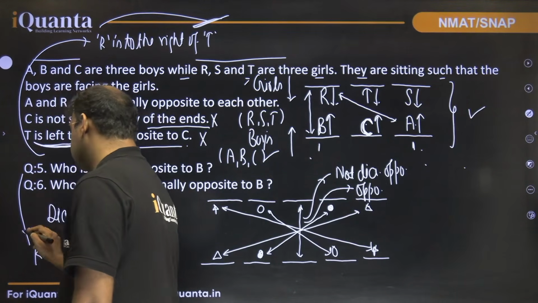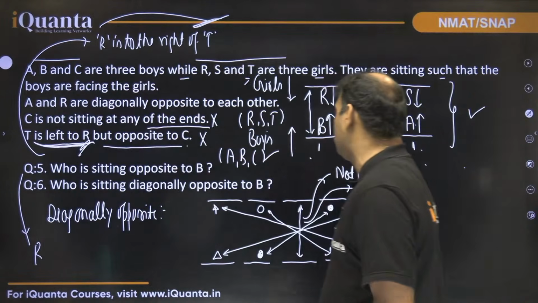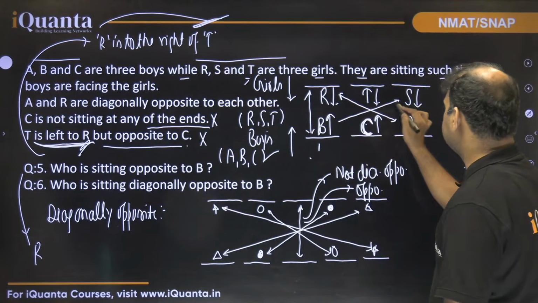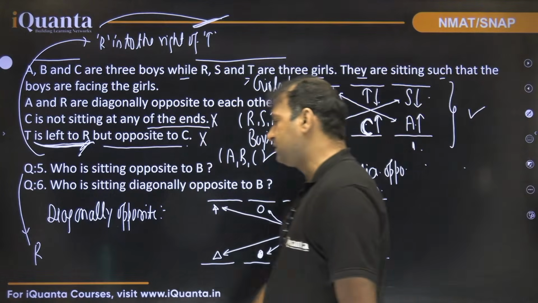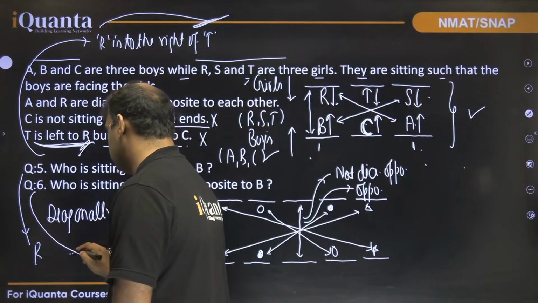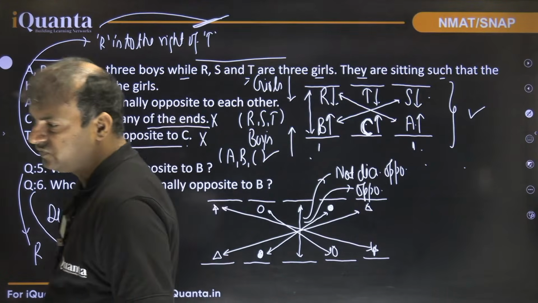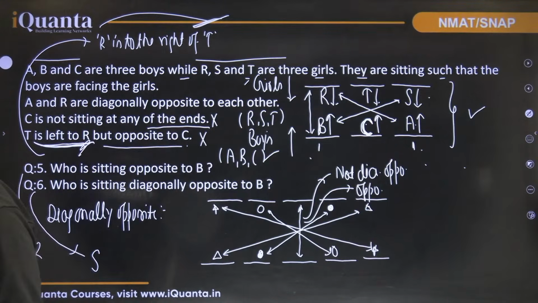Next question, question number 6, who is sitting diagonally opposite to B? And diagonally opposite is this, so this should be S. So guys, question number 6, the answer is S. Simple question just for the introduction of dual row arrangement. I hope this is clear to all guys. Just reply me once, is this clear or not? If you can quickly reply if this is clear to you or not.